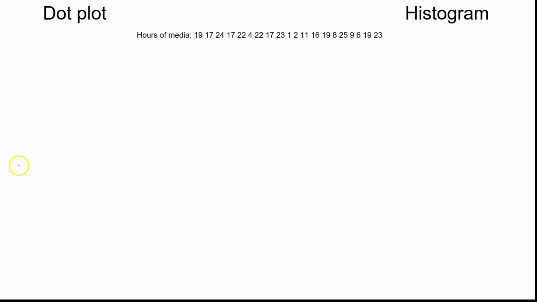So our dot plot is going to look something like this. It is just going to be a straight line representing the number of hours that we have watched. We'll just call it number of hours. We can call it media. And then I'm just going to label this.